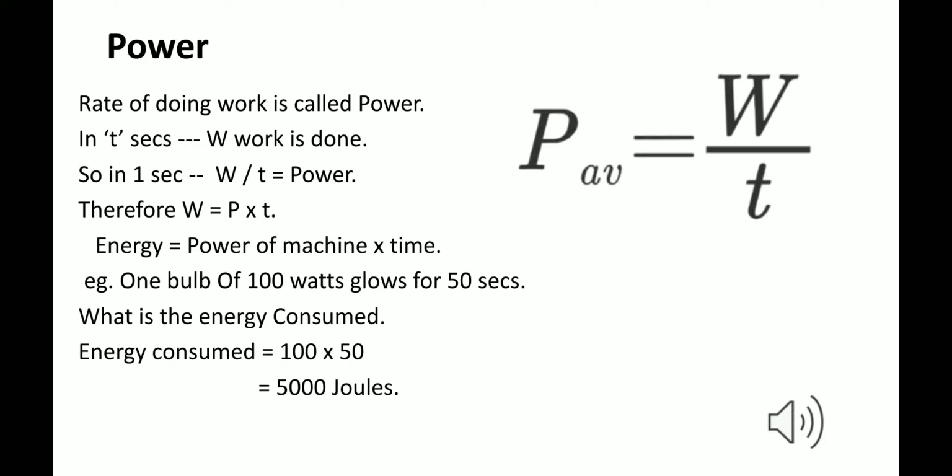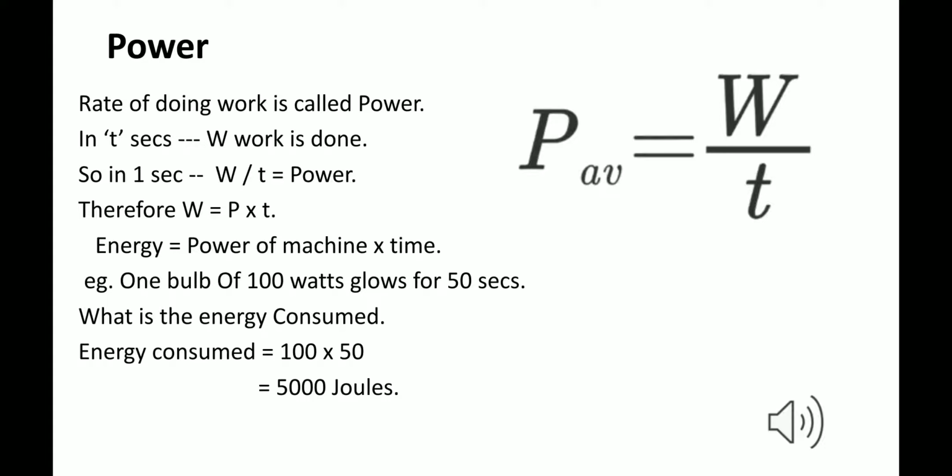So suppose in t seconds, W work is done. So in 1 second, W by T work will be done, and that is the power of that body. Now, as power is equal to W by T, we can write W is equal to P into T. Isn't it? We cross multiply, W is equal to P into T.